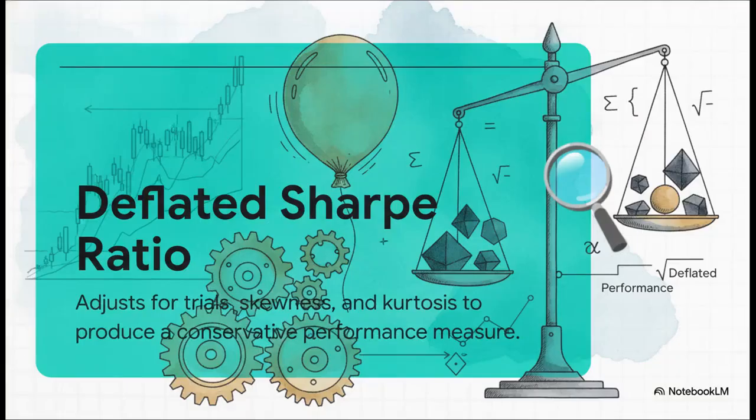So to fix that lying Sharpe ratio we were just talking about, they use the deflated Sharpe ratio, or DSR. This mathematically adjusts for the number of research trials you ran, and it also accounts for wild swings and extreme outliers, the skewness and kurtosis. Basically, it penalizes the algorithm for every single time its creator tried to optimize it. It deflates that inflated standard metric to give us a conservative, statistically honest measure of performance.